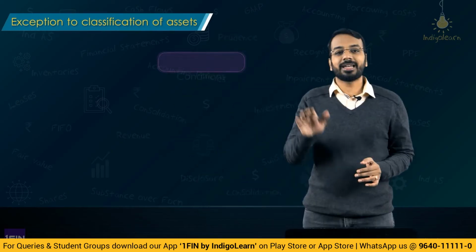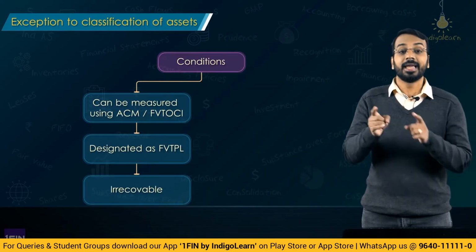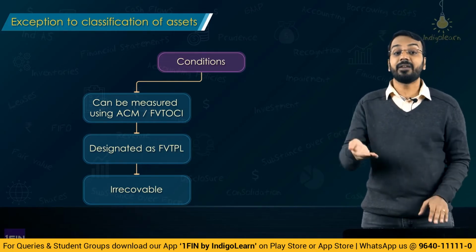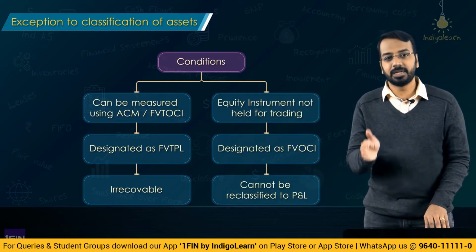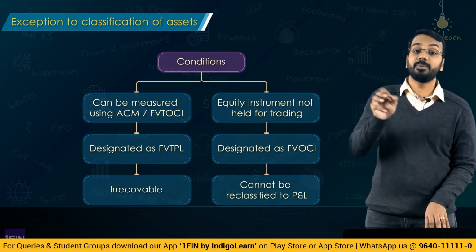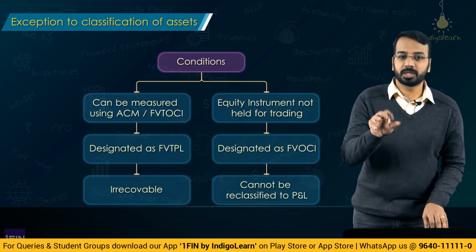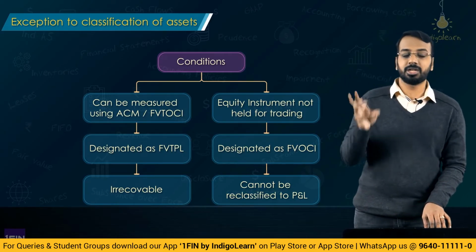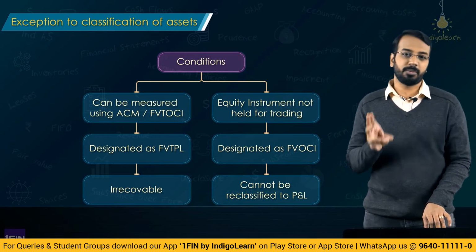Then we also talked about exceptions. Something which can be measured at amortized cost or FVTOCI can be measured at fair value through P&L, irrevocable option. And for equity instruments which are not held for trading, those can be measured at fair value through other comprehensive income. That is an irrevocable decision. It is a one-time decision and it can be taken on an instrument by instrument basis.